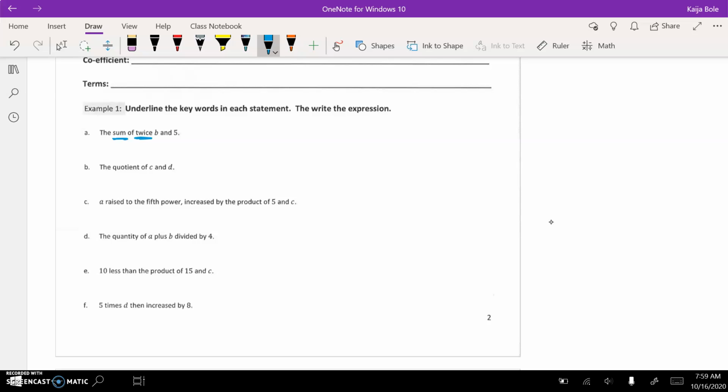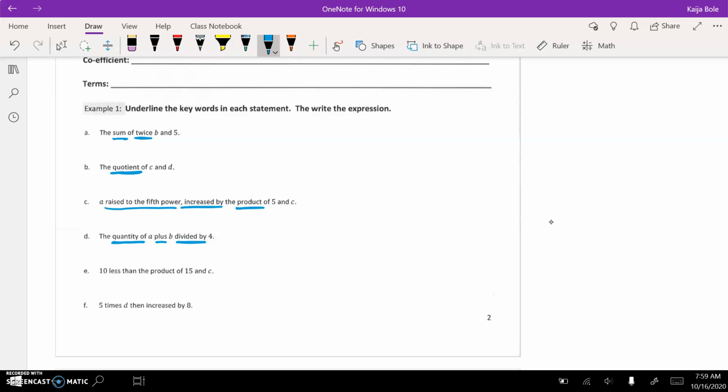Okay. The next one, the quotient of C and D. I'm going to say quotient. Important. Hopefully some of these words we're highlighting look familiar to you. A raised to the fifth power increased by the product of 5 and C. That's got all kinds of good stuff. So raised to the fifth power, increased by, and product. Part D says the quantity of A plus B divided by 4. So quantity of, that's one you might not know yet, plus, divided by.